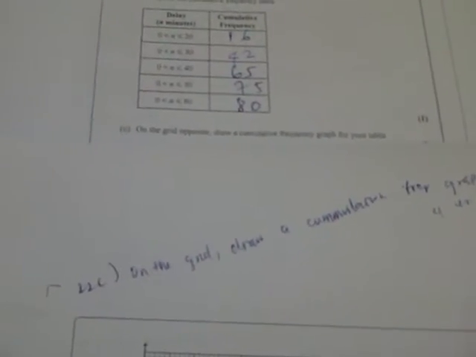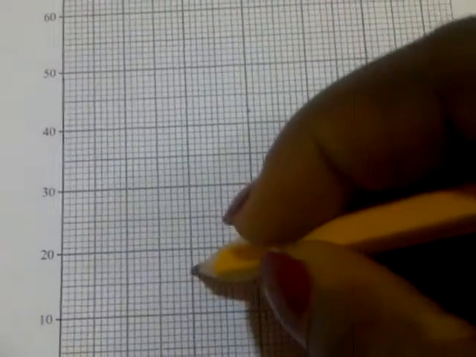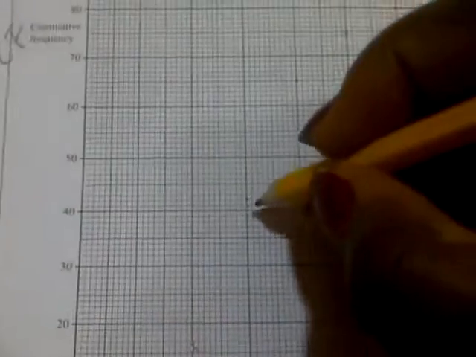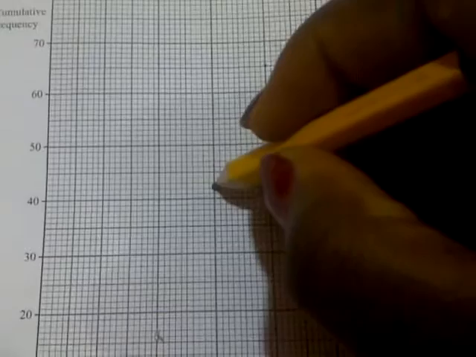So when x is 20, y will be 16. So you make a mark here. When x is 30, y will be 42. 40, 41, 42 at this point.